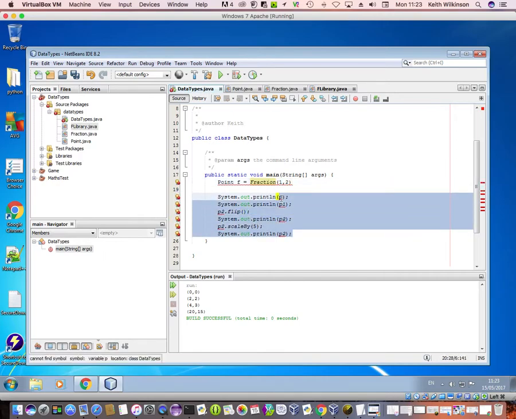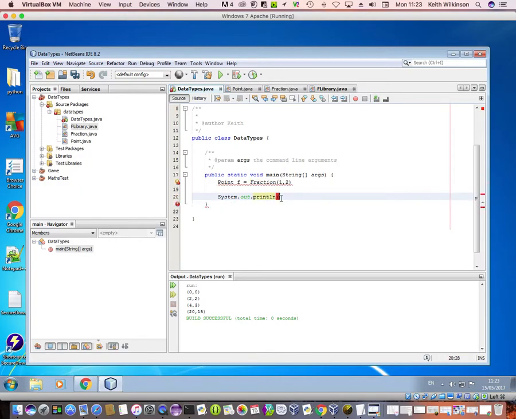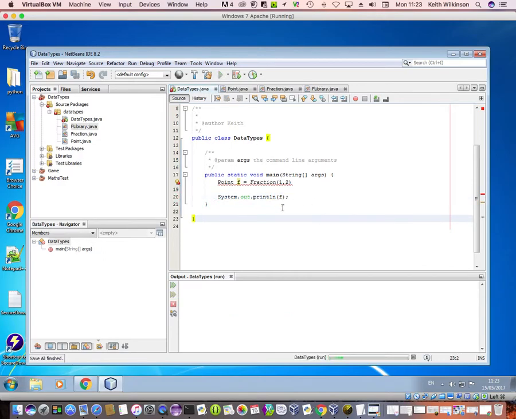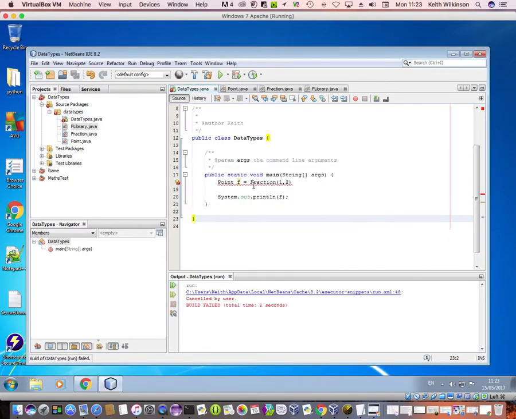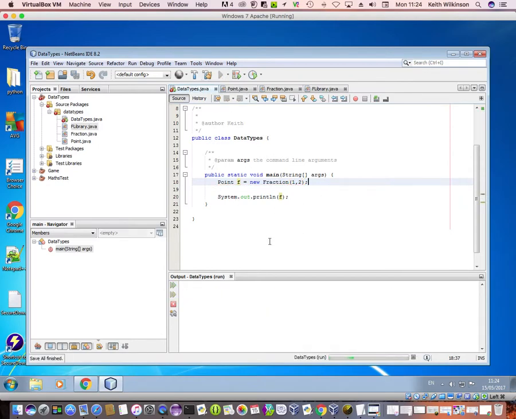And if I then print the f and run it, yep, I'm going to use the word new. Let's cancel that. Keyword new, it's a new fraction. And there we go, much better. And run it this time, I'm going to see the fraction is printed out as 1 over 2.